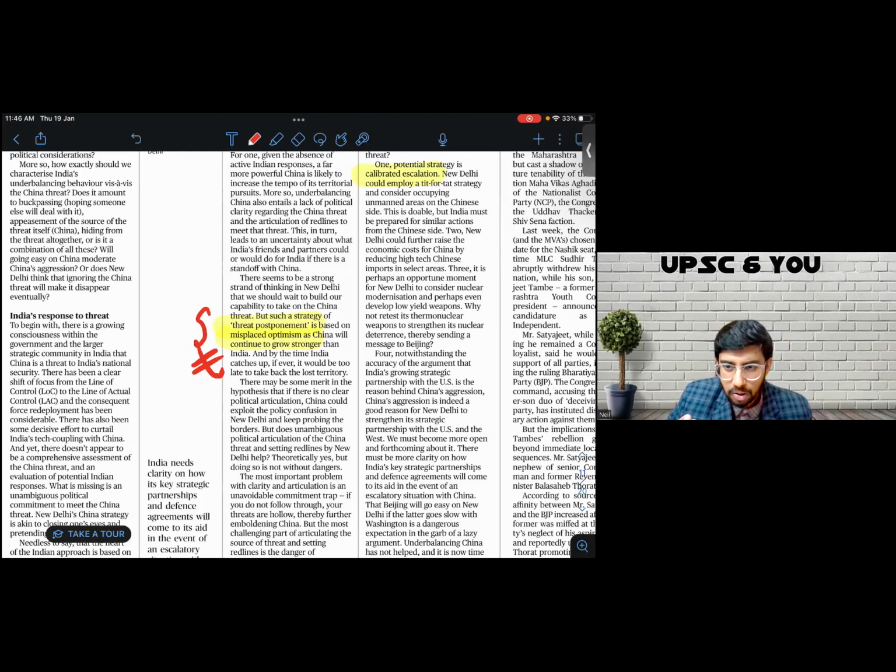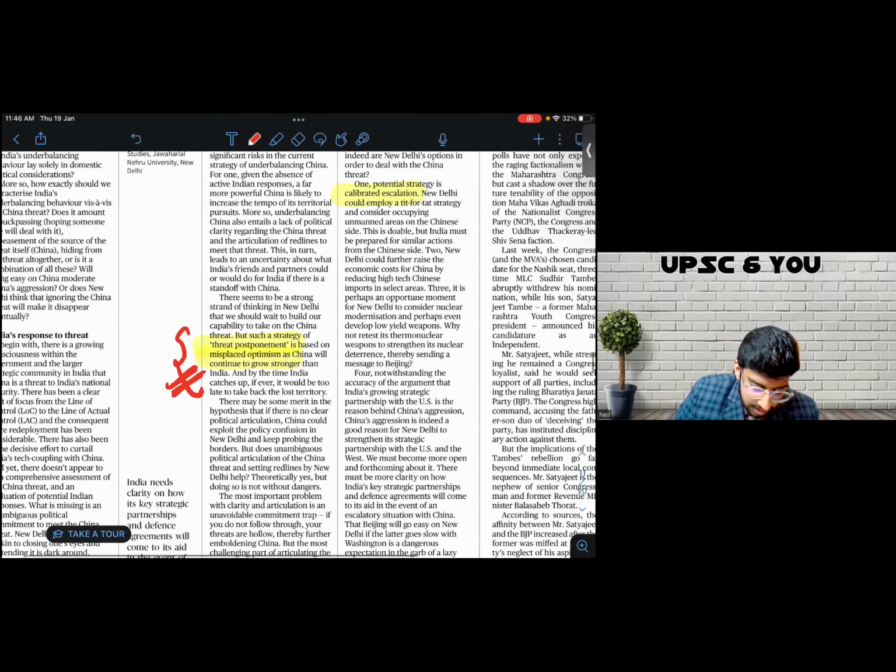So whenever we are postponing resolving the solution, or when we're just sitting over the problem, it is called a strategy of threat postponement. And it is based on a misplaced optimism. So that is a good keyword. Can be used in n number of ways. Again, potential strategies, calibrated escalation.